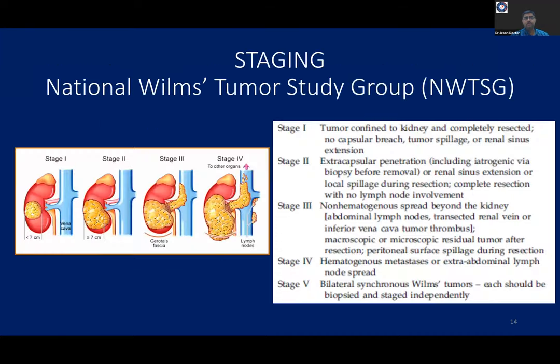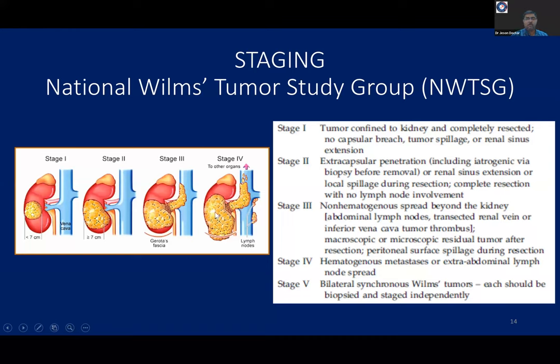There is a staging called the National Wilm's Tumor Study Group, NWTSG. Stage one is where the tumor is confined to the kidney only. Stage two is where it penetrates the Gerota's fascia and has extracapsular spread outside the kidney, but just locally. Stage three is when you have residual tumor on the peritoneal surface or in the adjoining lymphatics, but close to the abdomen. Stage four is hematogenous spread to extra-abdominal organs or extra-abdominal lymph node spread. And stage five is bilateral disease.